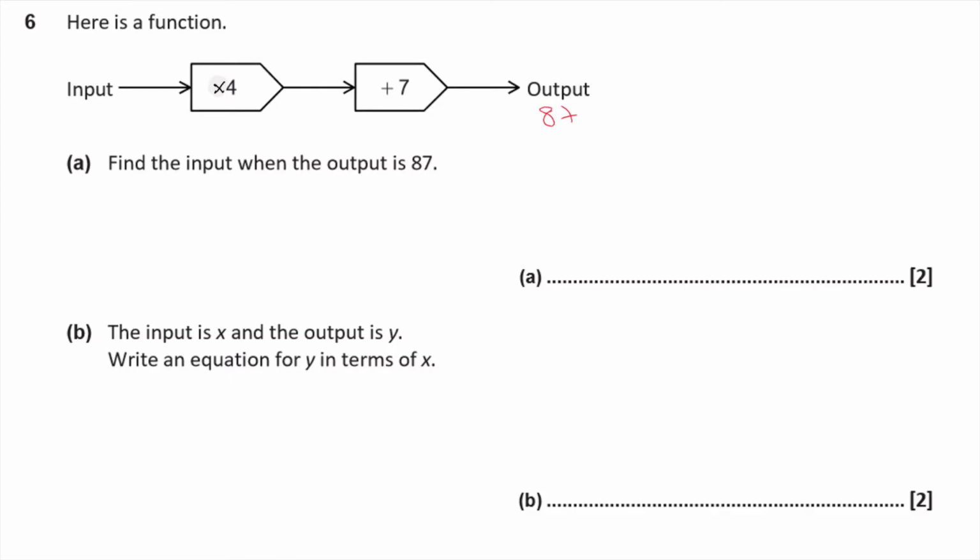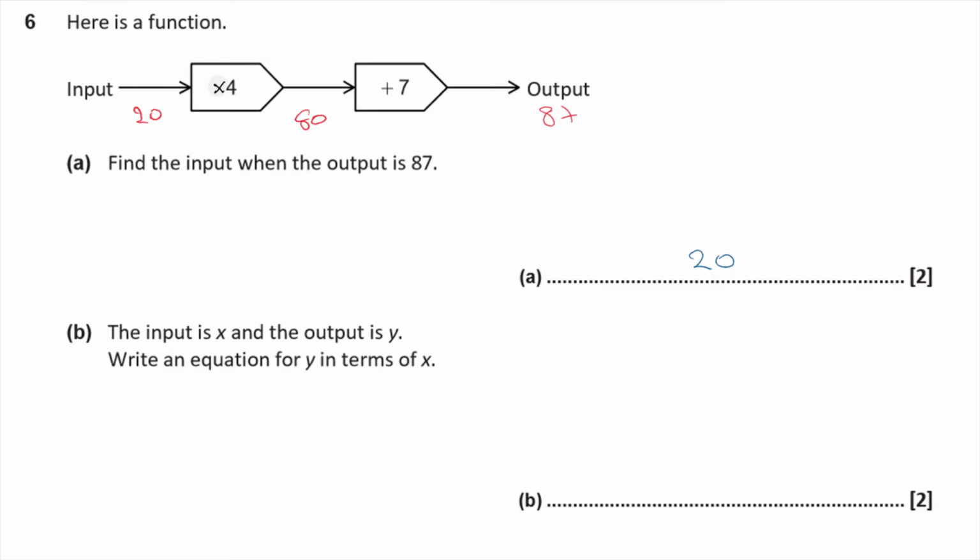Okay, we're working backwards. Something plus 7 was 87. So the mid value is going to be 80 there, isn't it? Because 80 plus 7 is 87. And then something times 4 was 80. Well, what do I have to multiply by 4 to get 80? It's going to be 20 then, isn't it? So if 87 came out, then it must have been that 20 went in. So when I times it by 4, I get 80. And when I add 7, I get 87.